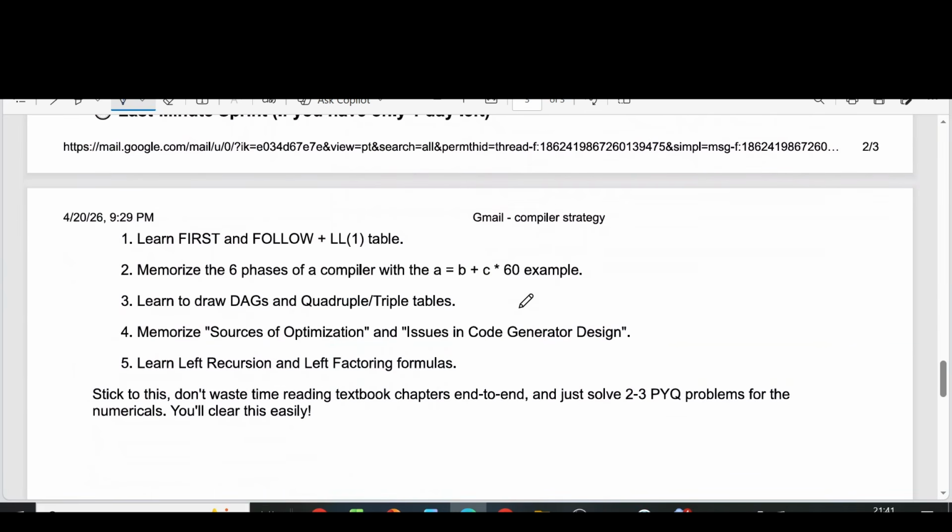Now the very important questions. First, learn first and follow plus the LL1 table. Second, memorize the 6 phases of a compiler with the a = b + c * 60 example. Third, learn to draw directed acyclic graphs and quadruple or triple tables. Fourth, memorize sources of optimization and issues in code generator design. Fifth, learn left recursion and left factoring formulas. So these 5 questions you are not supposed to skip.